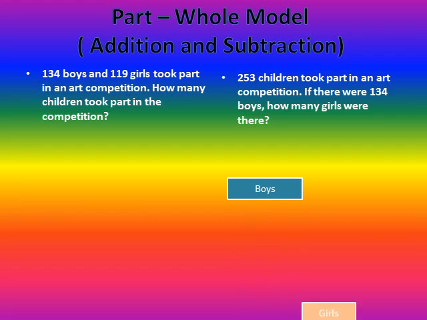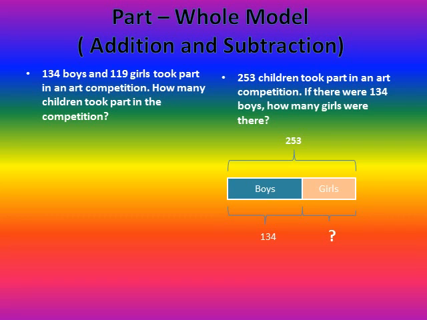So we draw our model here. Again, this represents the boys, and the other one represents the girls. It's given that 253 children attended, so you put 253 on top because that's the total number of boys and girls. The other given is there are 134 boys, so you write 134 under the block that represents boys. And since you're being asked how many girls, you put the question mark under the block that represents girls.